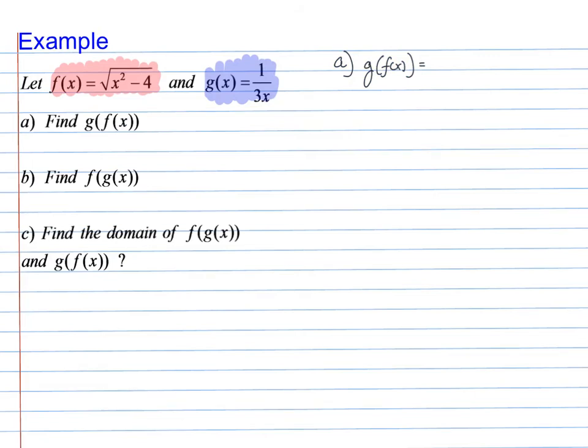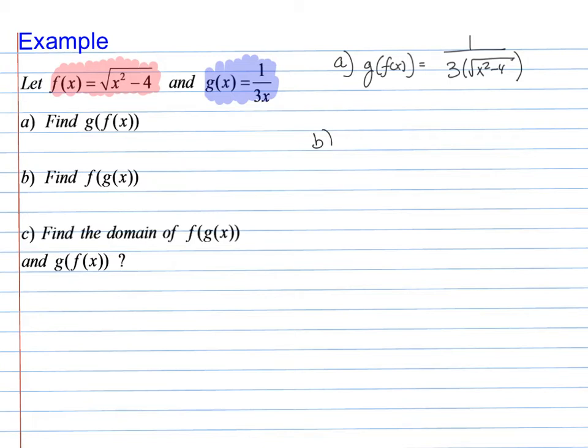So for g composed of f of x that we have right here, we're going to identify our f of x. So our f of x function is the square root of x squared minus 4. Wherever we see an x in our g function, we're going to substitute that value in there. So that means that our g composed of f of x is going to be 1 over 3 times the square root of x squared minus 4. That would be our function or answer for A.